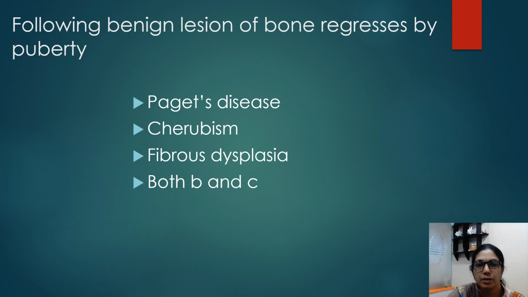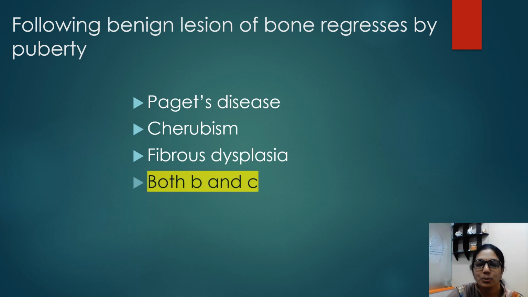Next, following benign lesion of bone regresses by puberty. So which of these will regress, means disappears by puberty, heals by itself? Is it Paget's disease, cherubism, or fibrous dysplasia, or both B and C? That is cherubism and fibrous dysplasia. So the answer is both B and C. Cherubism will also regress by puberty age, and also fibrous dysplasia. They occur in the young age and they will disappear by the age of puberty.